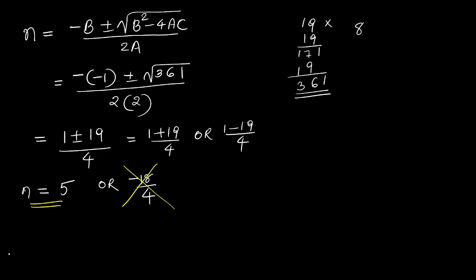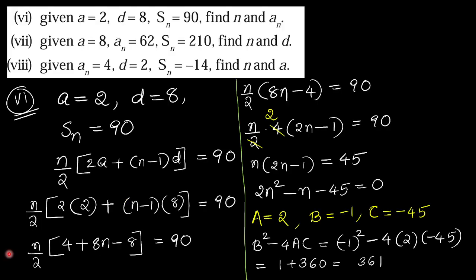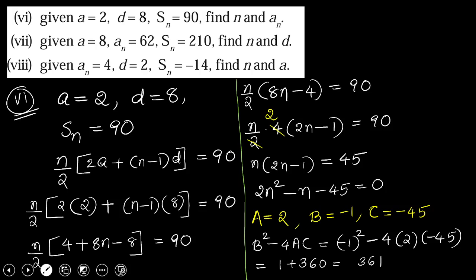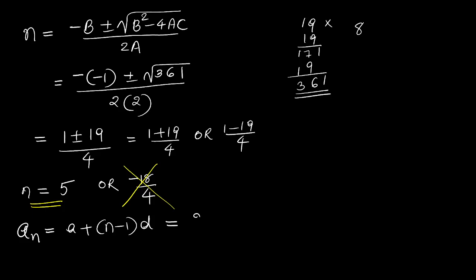So I found n. I need one more term, d, I want to find out. Sorry, sixth question I am discussing. An also I want, the nth term. Nth term we have a formula. Nth term is a plus n minus 1 into d. You substitute all the values. A is given as 2. N I solved it. N I got 5.